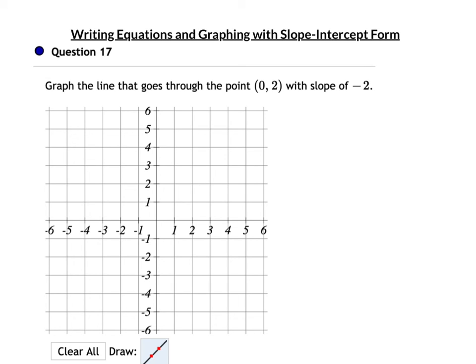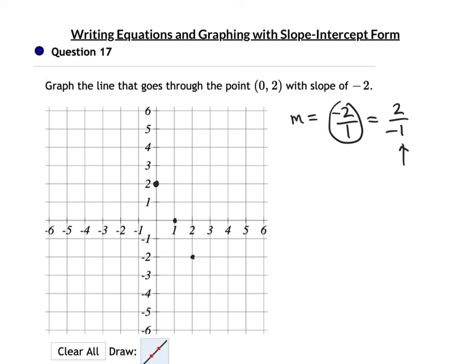Another super quick one. 0, 2, x is 0, y is 2. That's your intercept. The slope, your m, is negative 2 over 1. Remember, that's the same thing as 2 over negative 1. You can use either one. If I use this one, I'll rise negative 2. I'm going to go down and run positive 1, which is to the right, down 2 over 1.